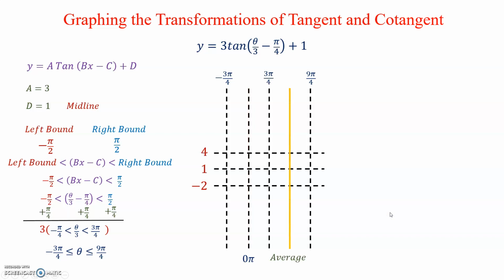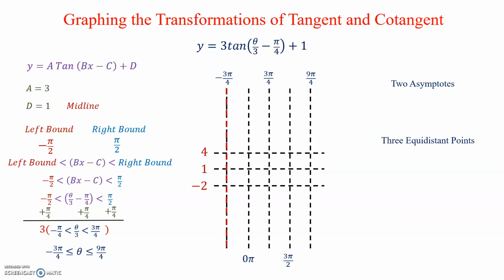And now to find this average, again, we're taking the middle, 3 pi over 4, averaging it with the 9 pi over 4. That gives us 3 pi over 2. So now we have all the values for our various dotted lines. Now we can determine the two asymptotes and the three equidistant points.